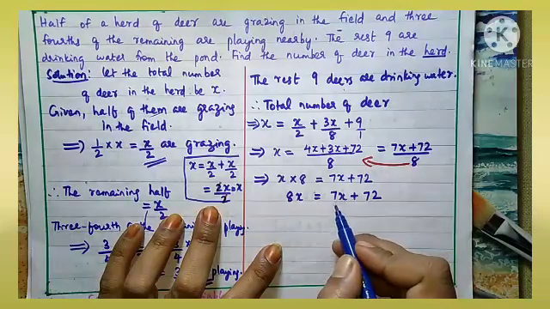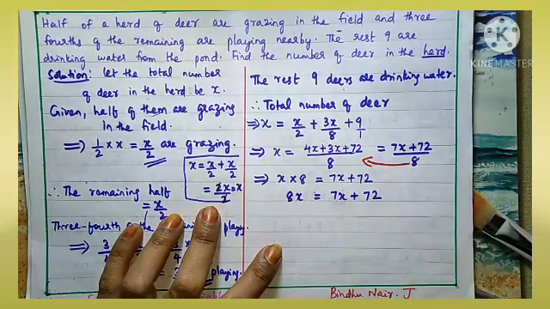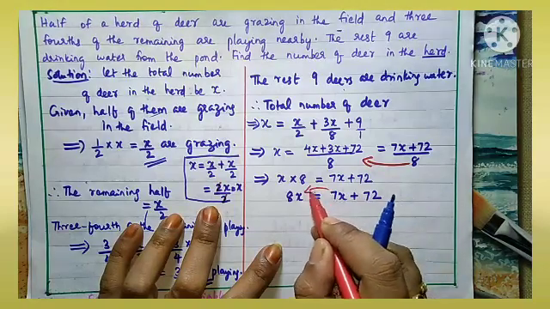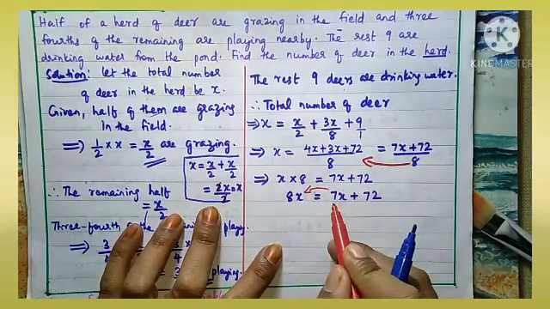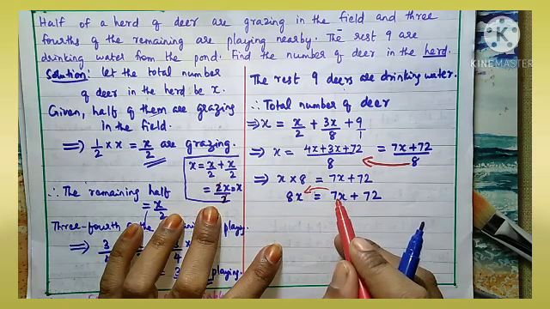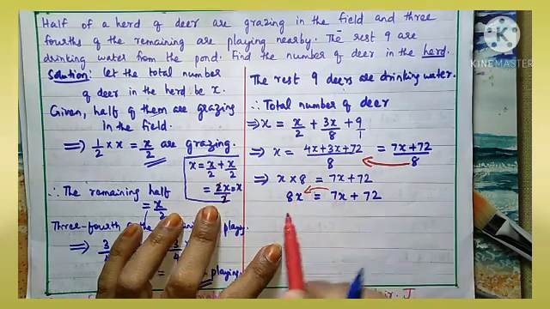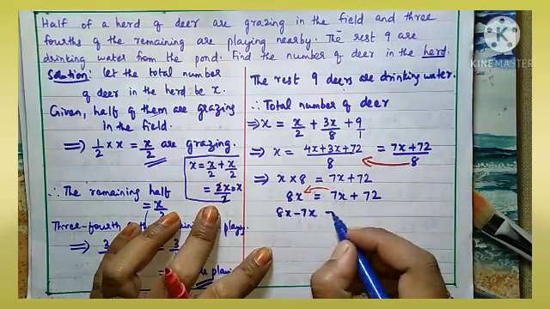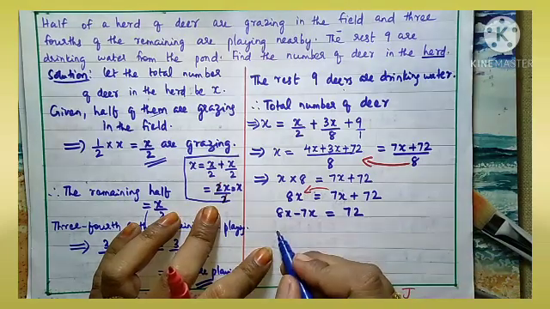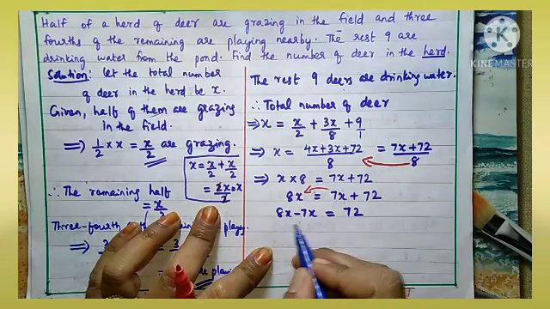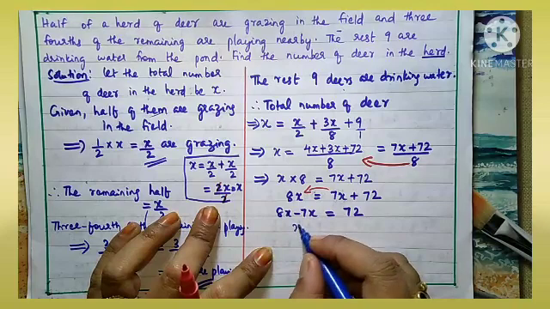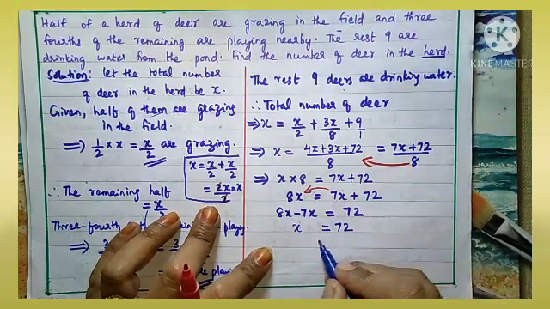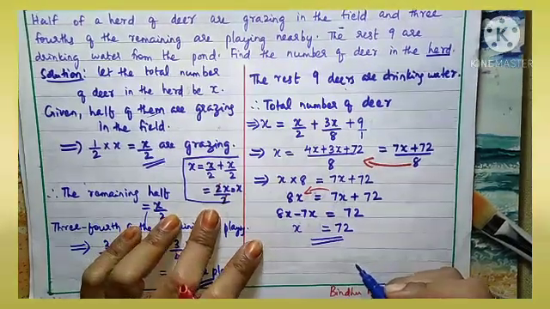Now you want to take all the x on one side, I told you. So bring this 7x to this side. And what is the sign of 7x? Yes, it is addition. So when you transpose it here, it becomes subtraction. So 8x minus 7x equal to 72. What is 8x minus 7x? 8 minus 7 is 1. So 1x is equal to 72. Understand? And thus we got the value of x to be 72.